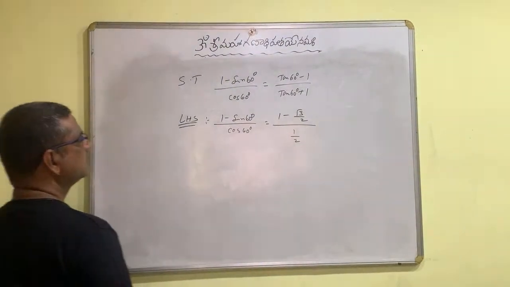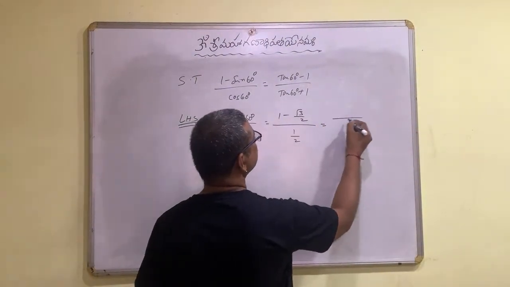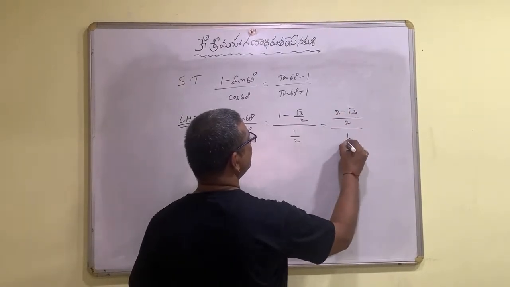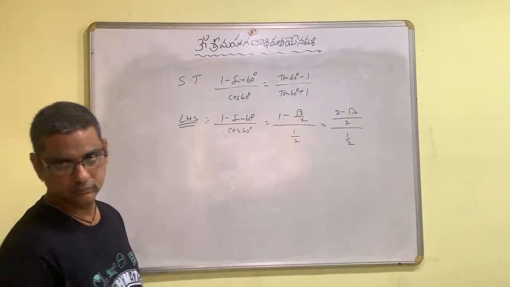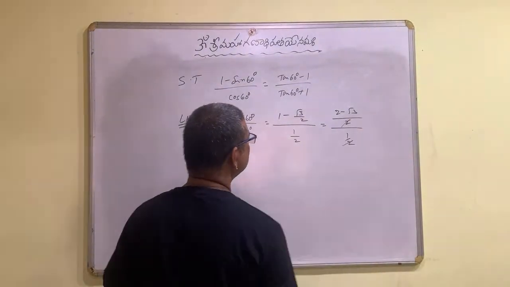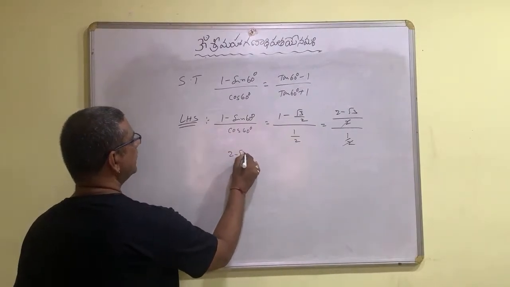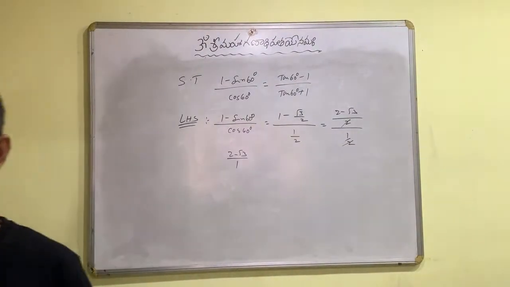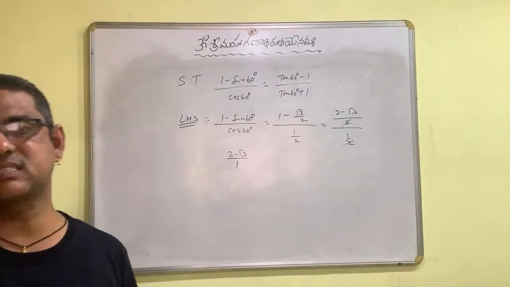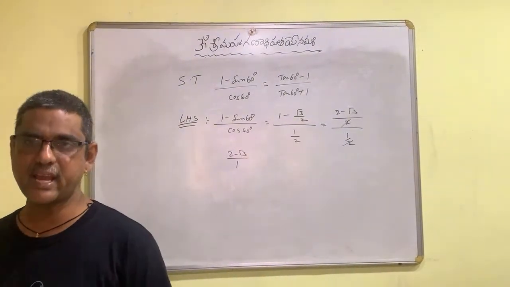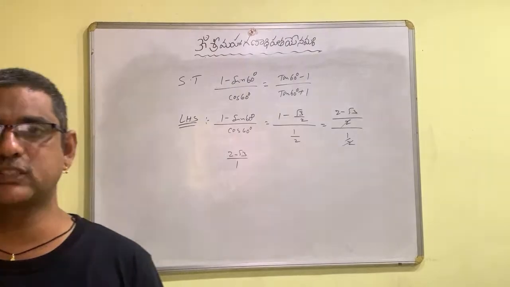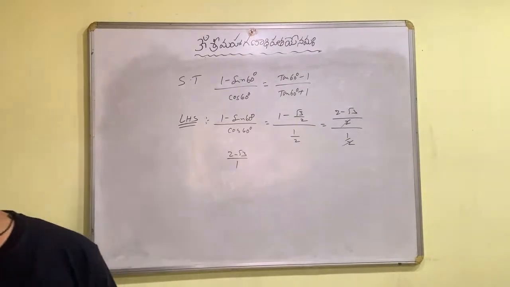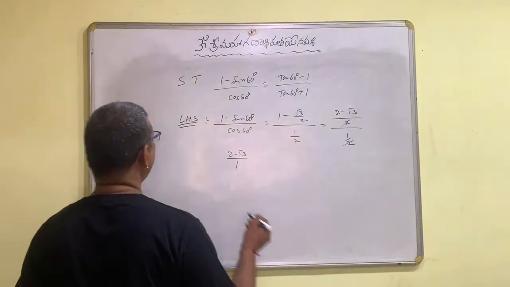Now simplification. Take LCM on the top. LCM 2. (2 minus root 3) by 2, divided by 1 by 2. I think the 2s get cancelled. What is remaining? 2 minus root 3 by 1. Since the denominator is 1, no need to do anything, just leave it like that. So the simplification for LHS is 2 minus root 3. Okay? Now take RHS.